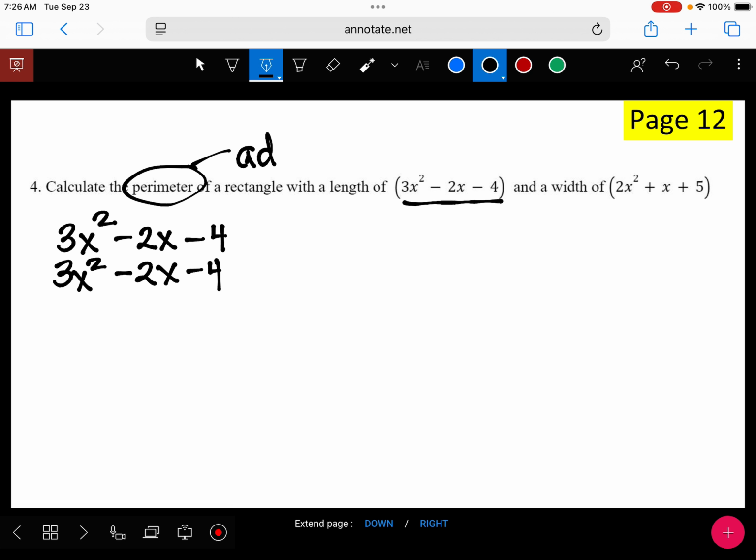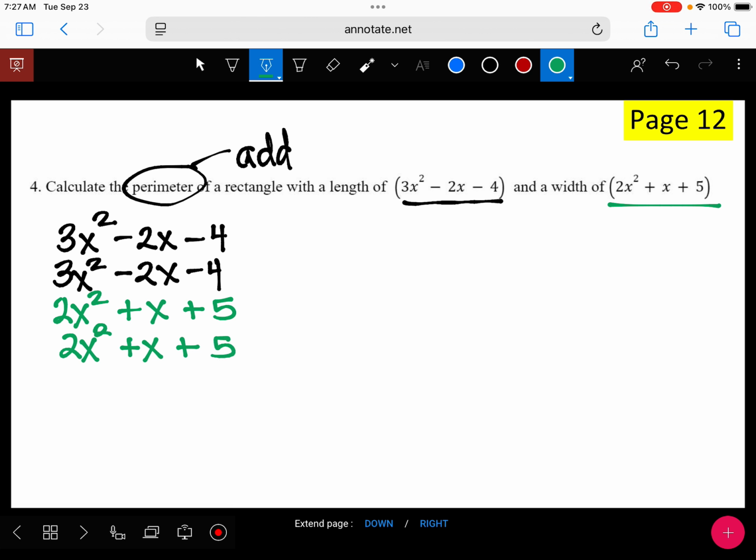Perimeter, add. The width is 2x squared plus x plus 5. Write that twice. And then just add going down. So there is an invisible 1 right in front of both of those x's. So you're adding down each column and see what you get for the perimeter of this rectangle.